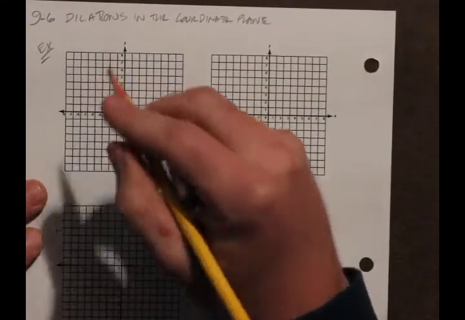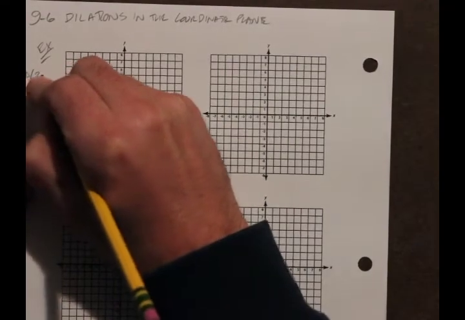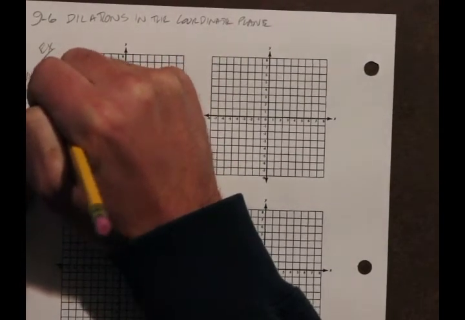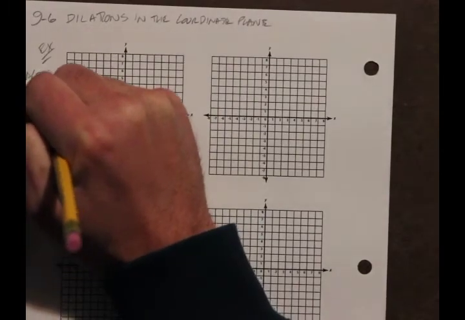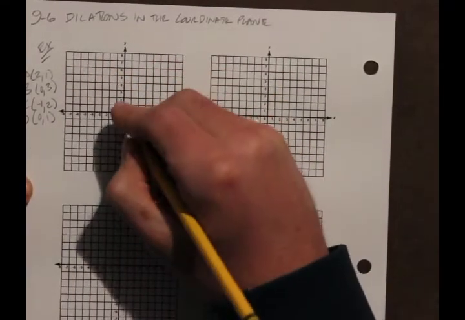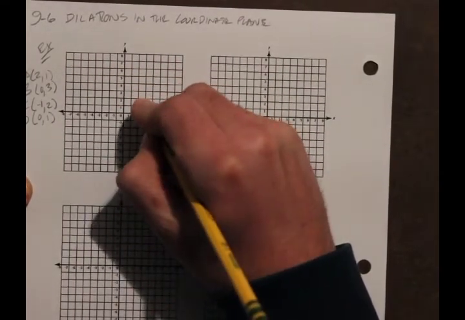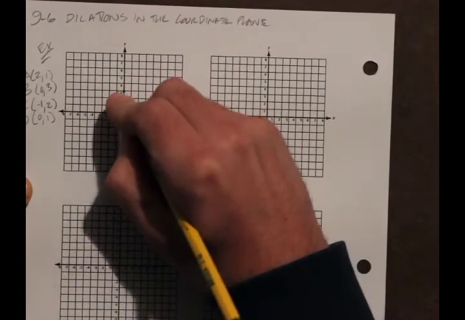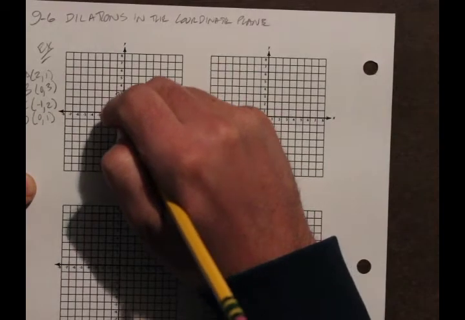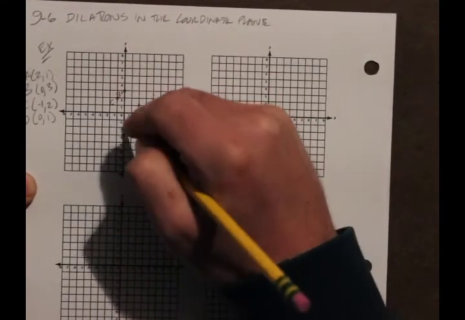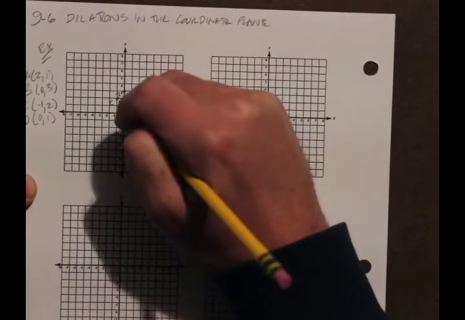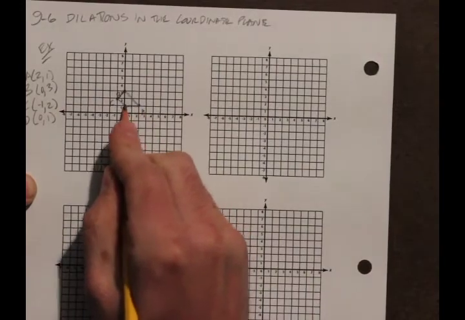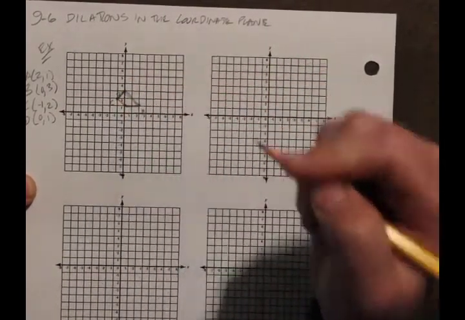And so this example is, we're going to start with A is 2, 1, B is 0, 3, C is negative 1, 2, and D is 0, 1. All right, so let's plot these points here. So A is 2, 1, and that's A. B is 0, 3, that's B. C is negative 1, 2, that's C. And then D is 0, 1. All right, so we have this kind of funky little shape. So that is our pre-image, that's where we're starting.